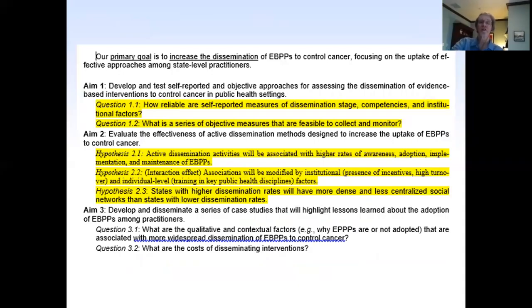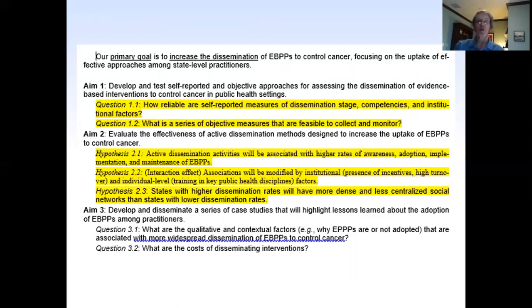So this is one of our grants. This is an R01 scale grant, so it's a larger 5-year grant. And you can see that for Aim 1, we did some developmental work. This was taking a questionnaire we had and trying to improve it. And you can see there we just included a few research questions about reliability and whether we could develop an objective measure of public health practice.